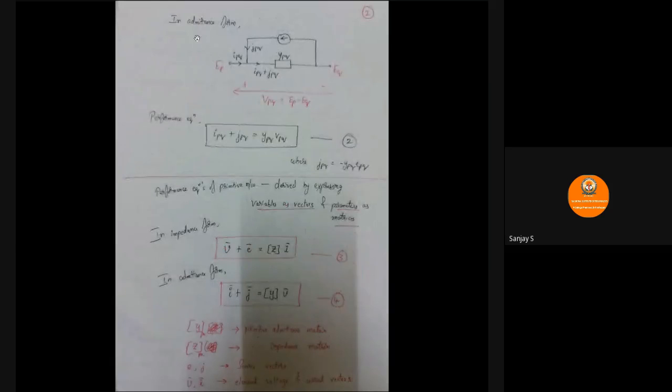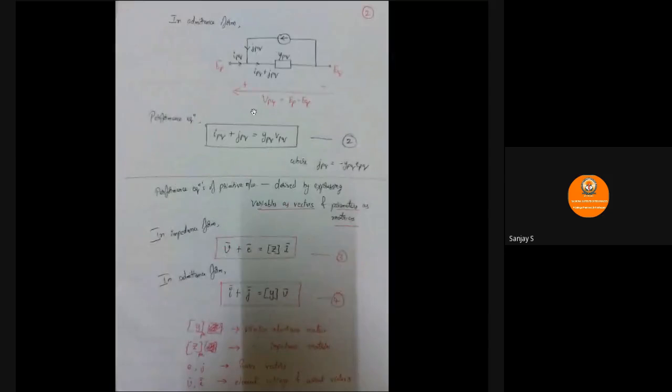Next, we have another form of representation which is called admittance form representation, where we apply source transformation to the given network element. The primitive element that is represented here contains a voltage source in series with impedance. If you apply source transformation, you get a current source in parallel with admittance.